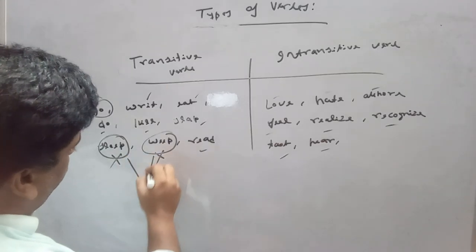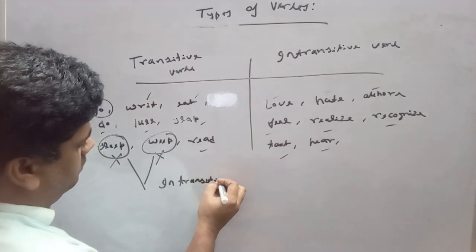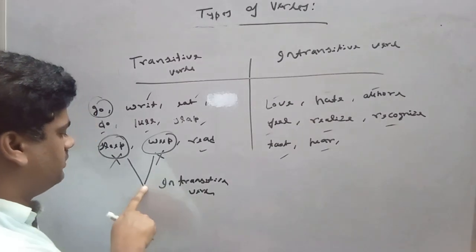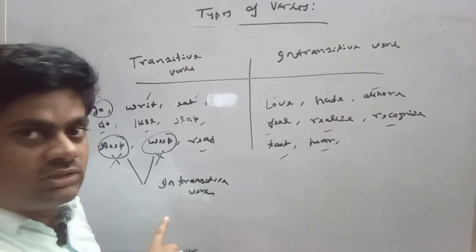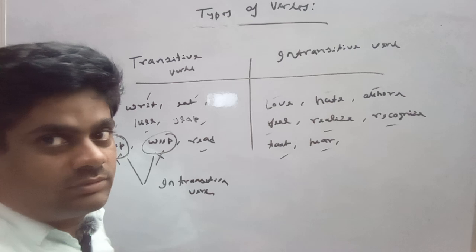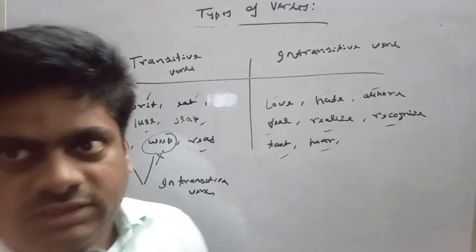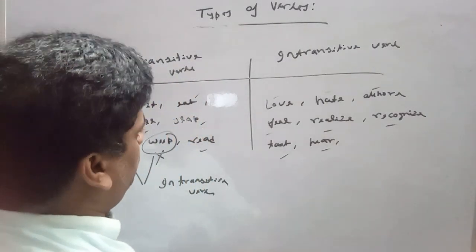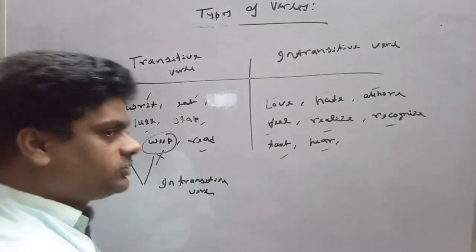Both types of verbs, intransitive verbs. Out of all these verbs, only the two verbs which have been written on the blackboard are intransitive verbs. Otherwise, all except these two types of verbs can be kept under the category of transitive verb. So guys, these are transitive verbs and these are also transitive verbs. Only two verbs are not transitive verbs.